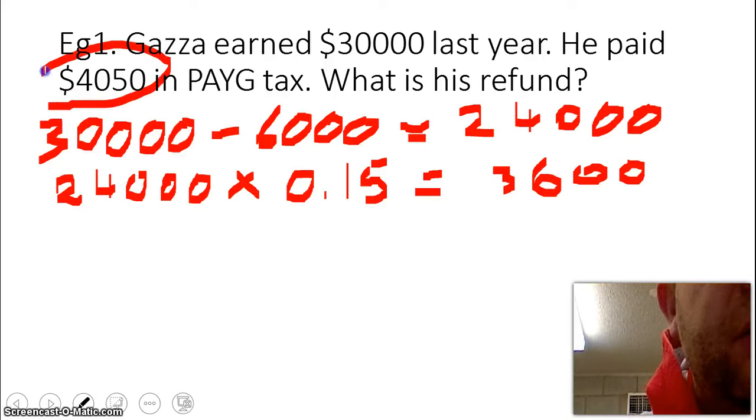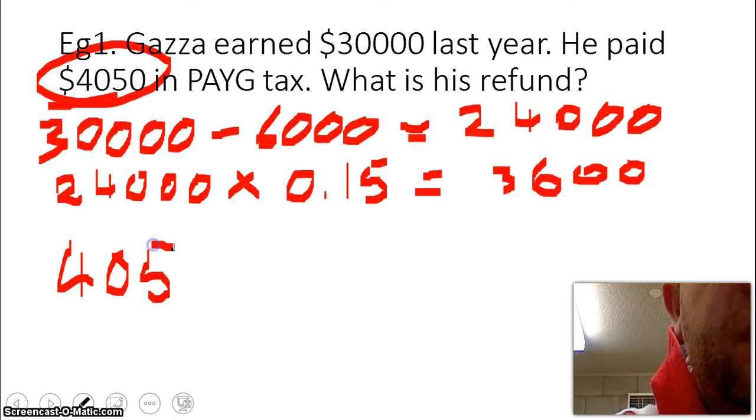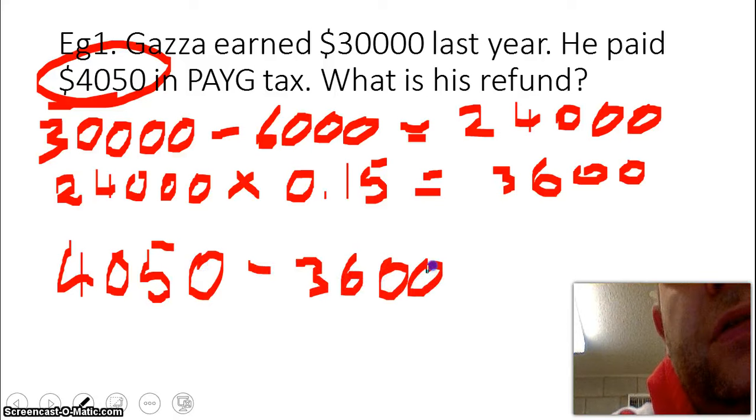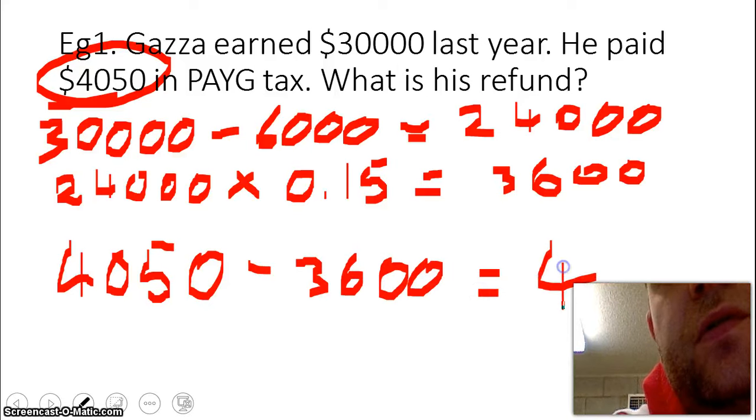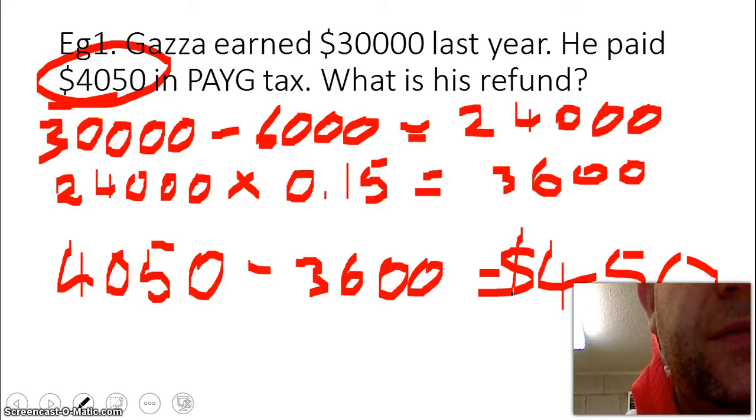And the last part, we need to work out his refund. So he's already paid this much tax. So we go 4050, take away our 3600, and that should equal $450 refund. Well done, Gaza.